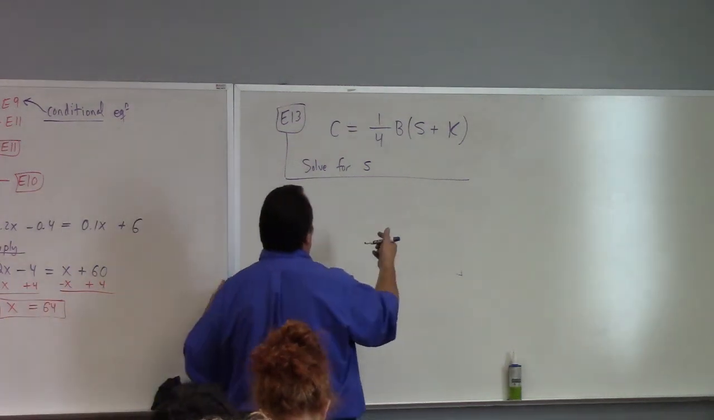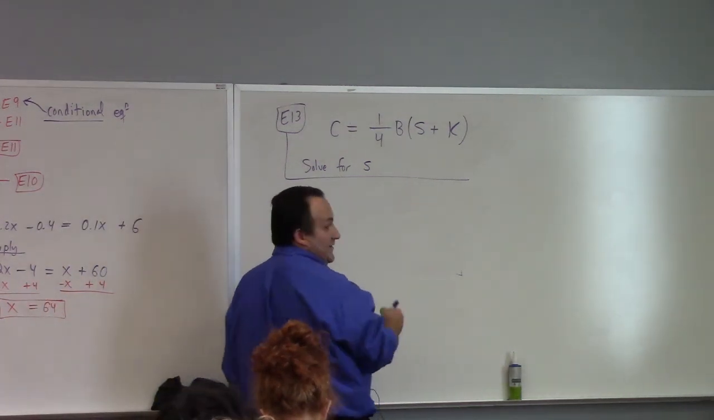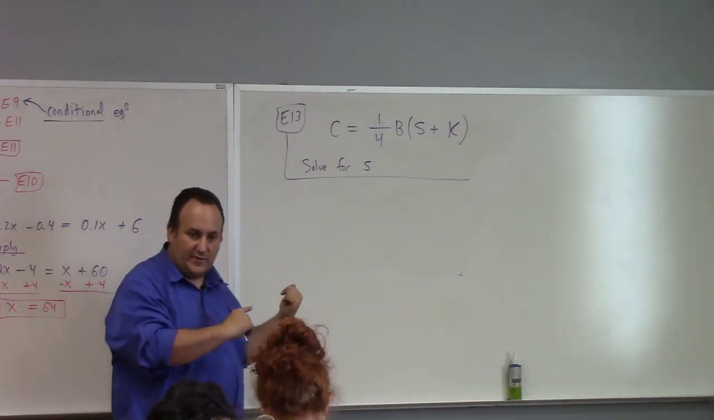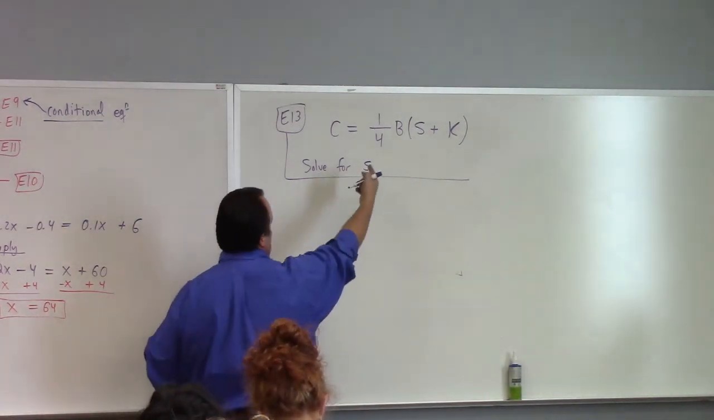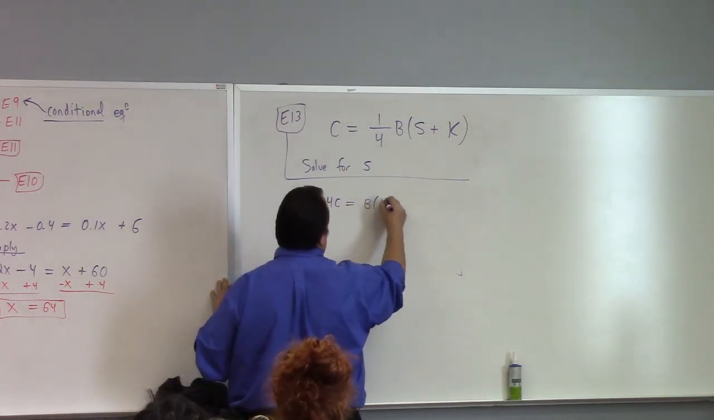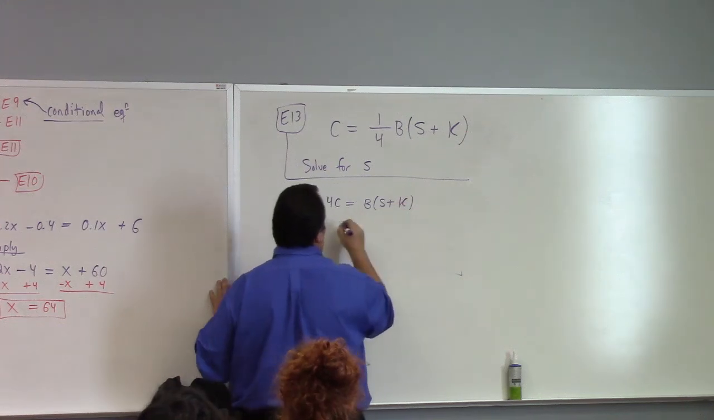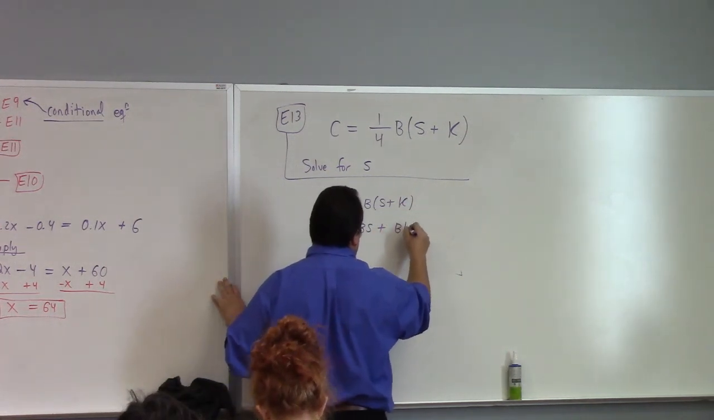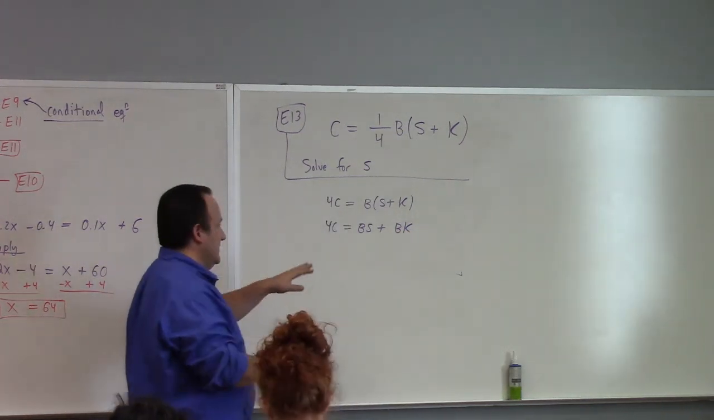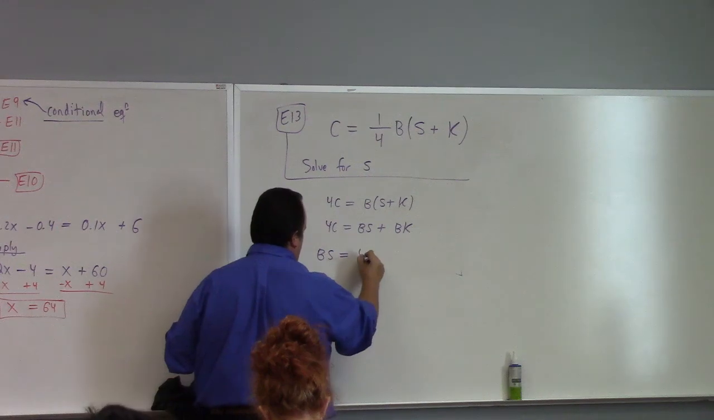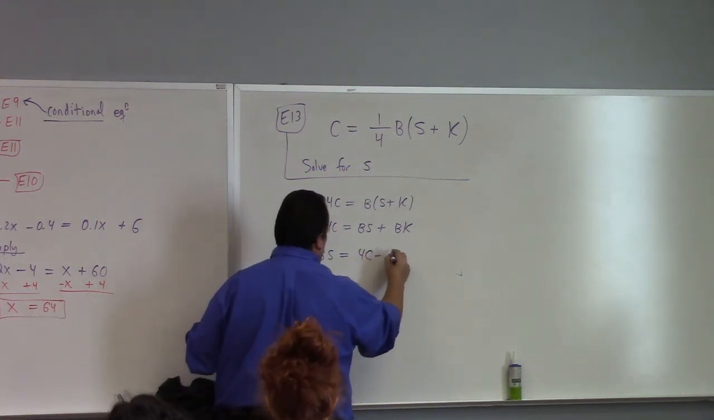Anyway, so what I would do, I would start by, now here we get back to, who was asking me about multiplying things to the other side? See, this is where we do that, right? So now we multiply the 4 over there, we get 4C is equal to B times S plus K, which gives me 4C is BS plus BK. Isolate the S, so subtract BK to the other side. I'm going to do it this way. BS is equal to 4C minus BK.